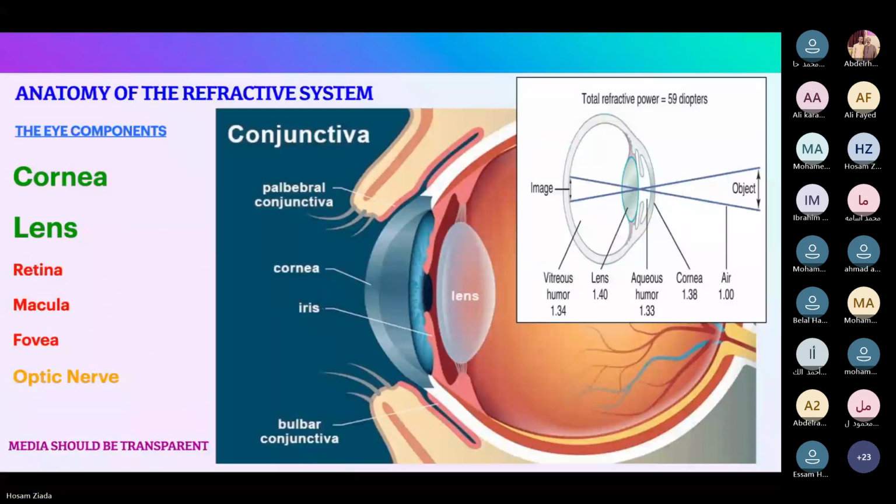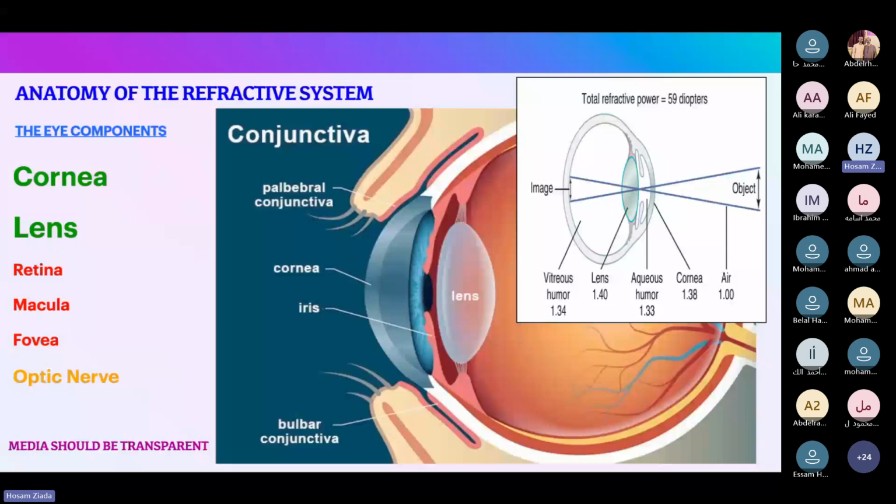But the least refraction, no refraction, is in the air. After that, the least refraction is in the aqueous humor, at 1.33. Next is the vitreous; because the vitreous is viscous, it's denser than the aqueous, so 1.34. But they are mostly equal. The cornea and lens are mostly equal, but the lens is more powerful in the refractive index.